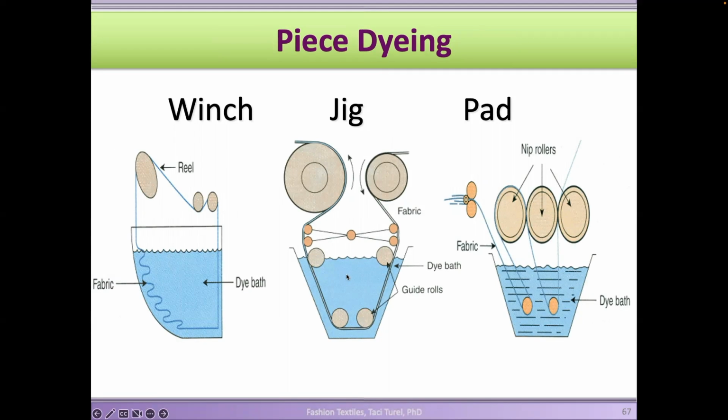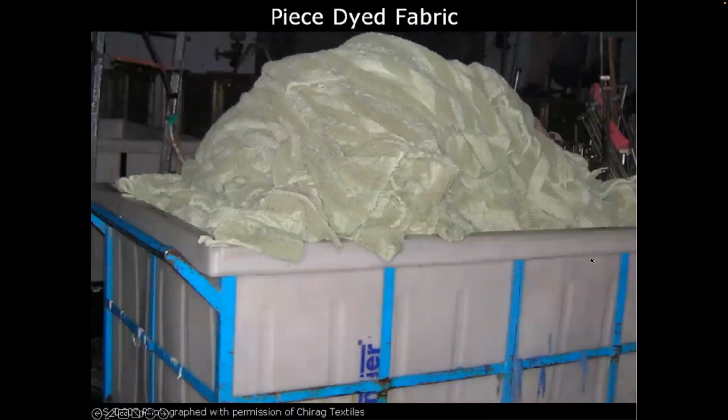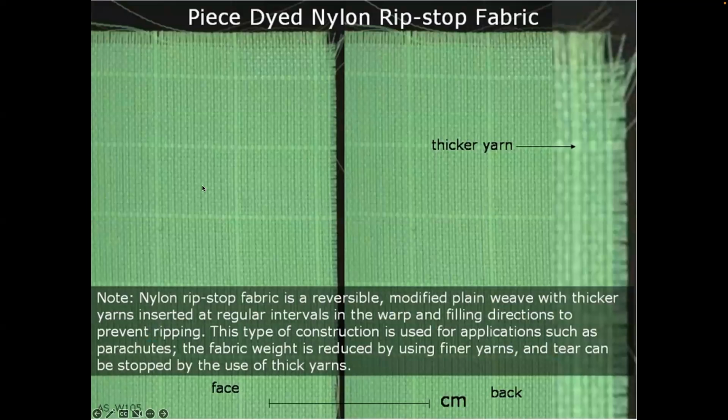This is a jig. So in this case, your fabric is going into the dye bath, coming back out. And this is called pad dyeing, where your fabric goes in and then goes through these rollers, comes back, goes back. So those are different kinds of fabric dyeing methods. These are piece dyed fabrics that are rolled out after dyeing. This is piece dyed. Again, when you dye it as a fabric, you usually have just one color. You cannot dye it into stripes. So this is a nylon fabric, and that has been dyed after the fabric was made.